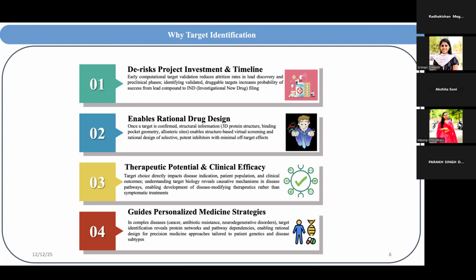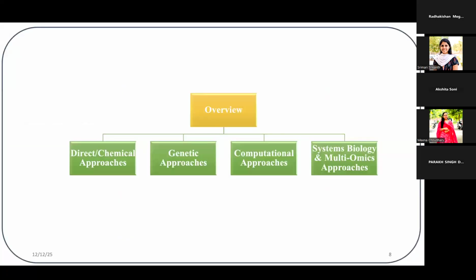Precision medicine requires understanding of entire target networks, not just individual proteins. There come the network pharmacology approaches and so on. So we now go on to the topic of target identification strategies. Target identification strategies can be classified as chemical approaches, which is direct identification, genetic approaches, computational approaches, and systems biology approaches.